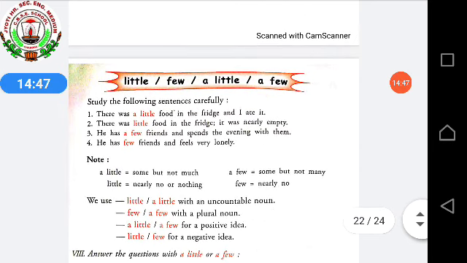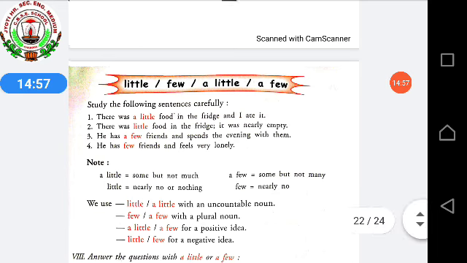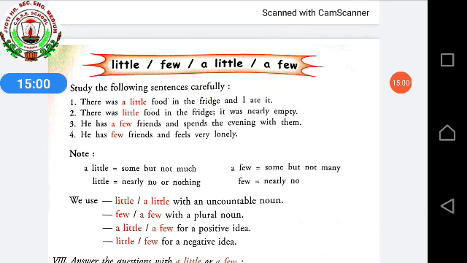Now questions given over here. Study the following sentences carefully. There was a little food in the fridge and I ate it. There was little food in the fridge. It was nearly empty. See, same sentence but written in a different way, so that we can give the example and you can understand the example related to a little, little, a few and few. Third one, he has a few friends and spends the evening with them. He has few friends and feels very lonely.